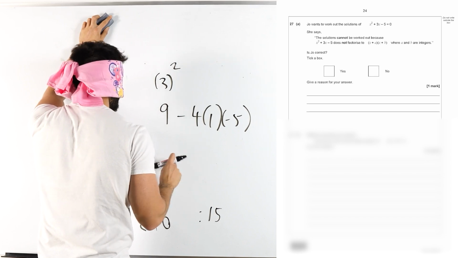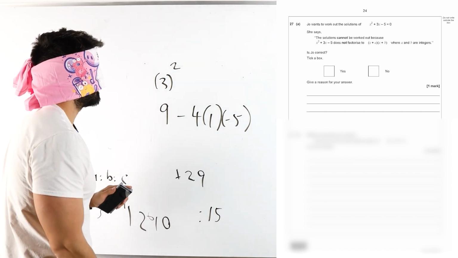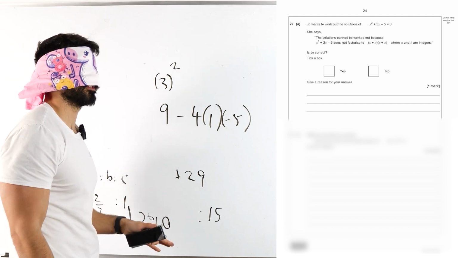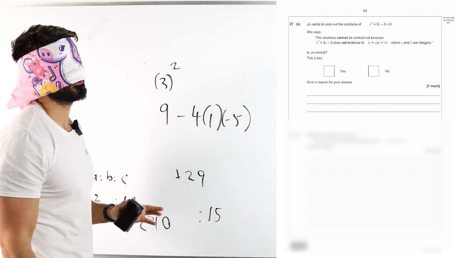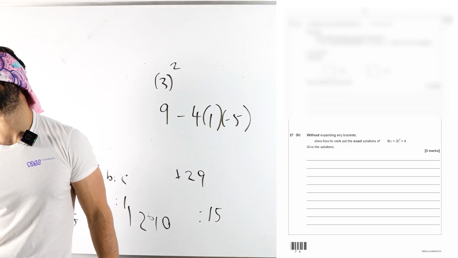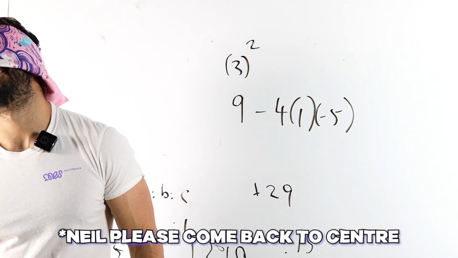We can use the quadratic formula and we notice that what's inside the square root is positive. So we do have solutions, they're just not integers. It's a third answer. Without expanding brackets, it's a continuation of the same question.